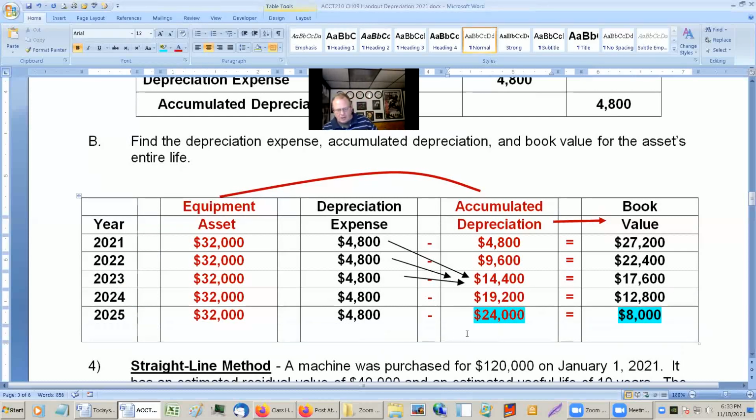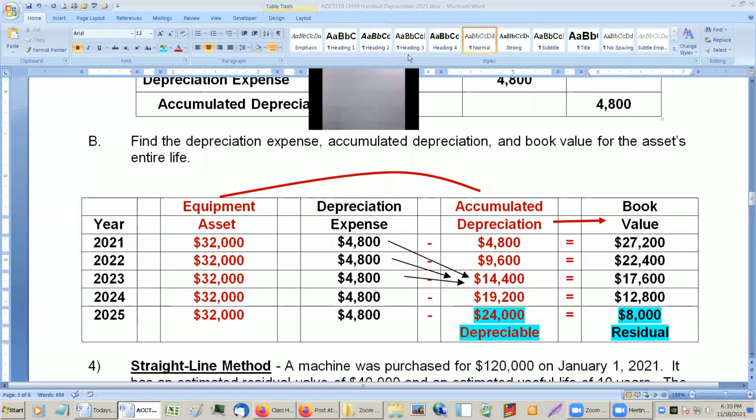Okay, so this will be the depreciable amount, whatever that came out to be, and this one will be the residual. You expect it to go down to 8,000, and that's what it would be.